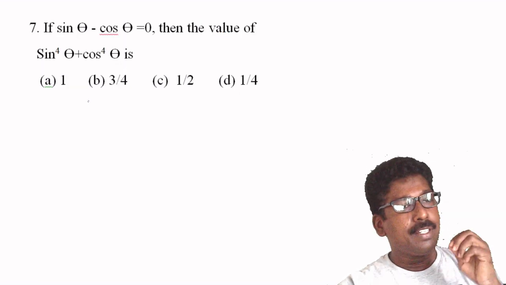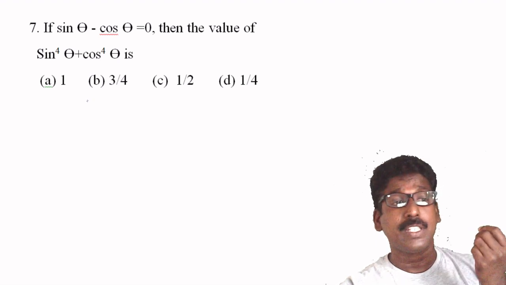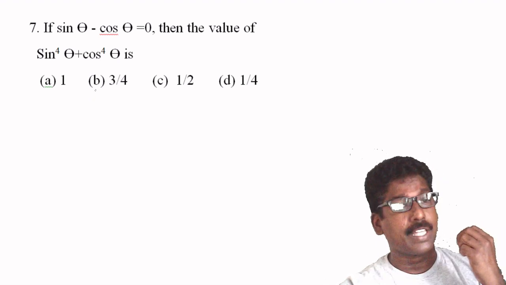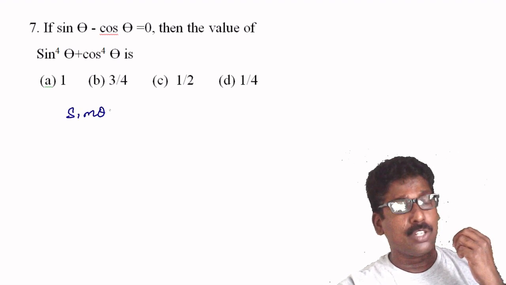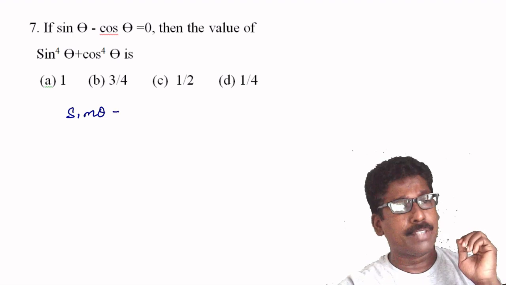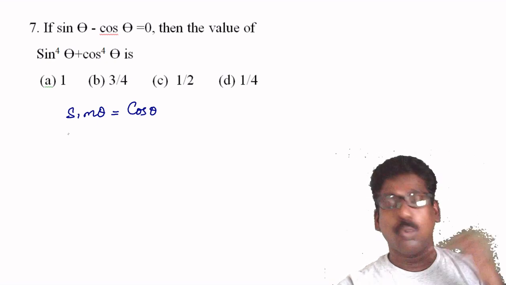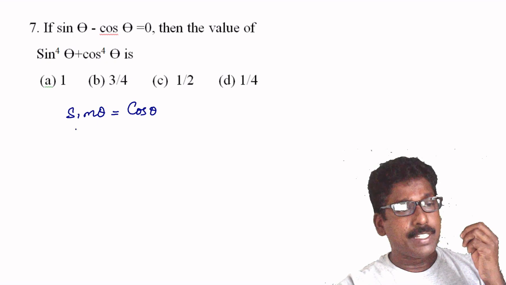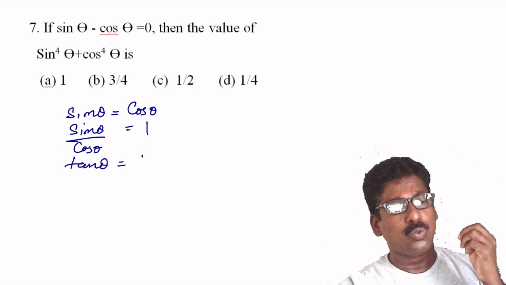Look at the next question. If sin theta minus cos theta is equal to 0, then the value of sin raised to 4 theta plus cos raised to 4 theta is. Here, sin theta minus cos theta is equal to 0 means you transpose cos theta to the other side. So sin theta is equal to what? Cos theta. Now, what? Divide both sides by cos theta. That is sin theta by cos theta, you will get it as cos theta by cos theta, 1. That is tan theta is equal to 1.